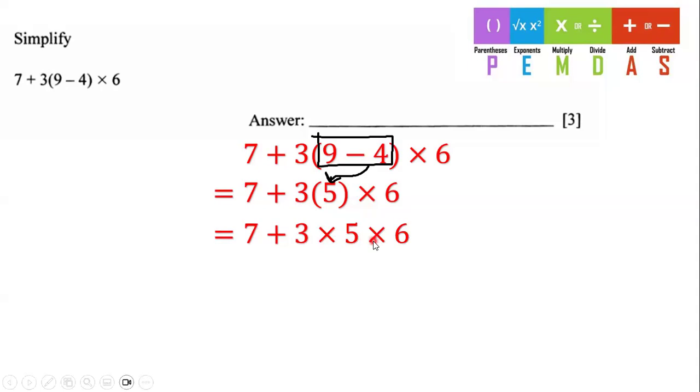What am I going to do now? The multiplication. Very good. What is 3 times 5? That gives us 15. So we did 3 times 5, which gives us 15, and we put the 7 back. So 7 plus 15 times 6.